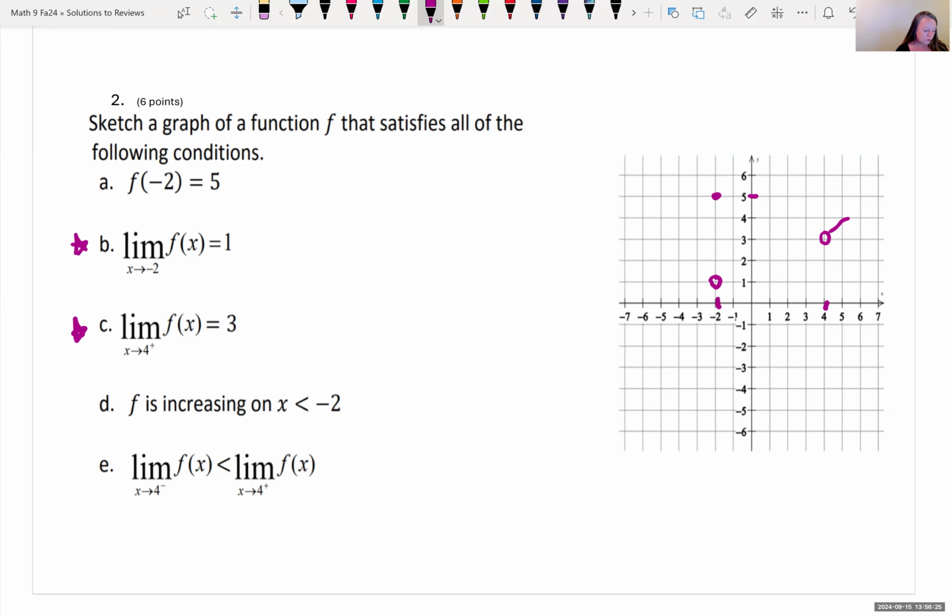It tells me f is increasing on x less than -2. So I know that I will be coming up as I approach x equals -2. And I know it doesn't say that my limit was 1 from that side, so I actually did the wrong thing there. So I'm increasing until I hit x equals -2.